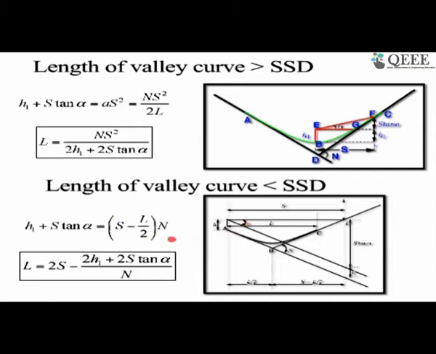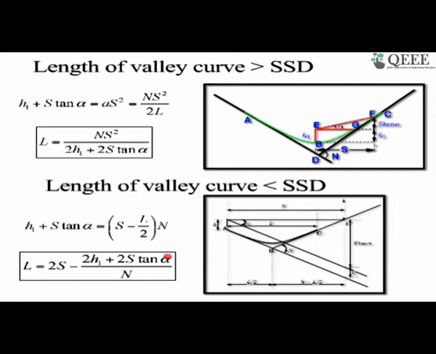So these together, if we try to solve this one, we'll get the length as L equal to 2s minus 2h1 plus 2s tan alpha by n. So this is again very much similar to the earlier one. If you try to see the difference, you will easily recall how this difference is coming up. Here it was n s square, here in the denominator it is only n, and this parameter which was in the denominator went to the numerator here, whereas the whole term is negative and it is subtracted from 2 times the stopping sight distance. So this is how we calculate.